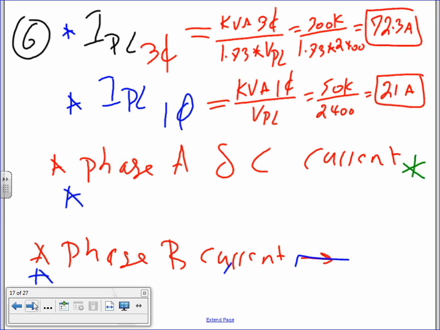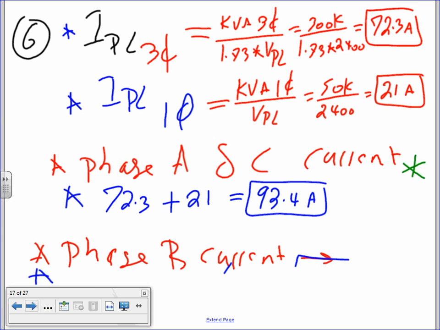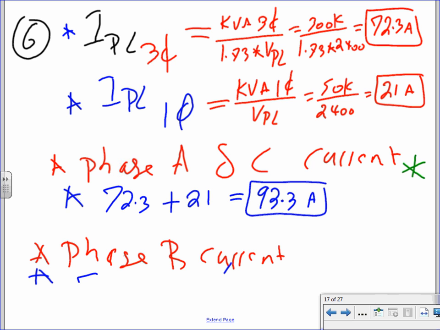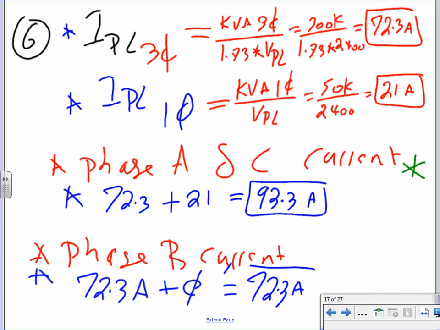For phase A and C, what we do, guys, is we take the 72.3 plus the 21. So phase A and C will have 93.3 amps. Now if you go to phase B, it is only going to have 72.3 amps plus 0. Is there anything coming from a single phase? Nothing. So that will get you 72.3 amps.